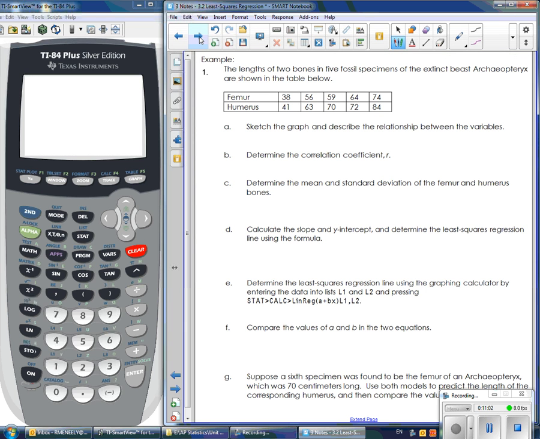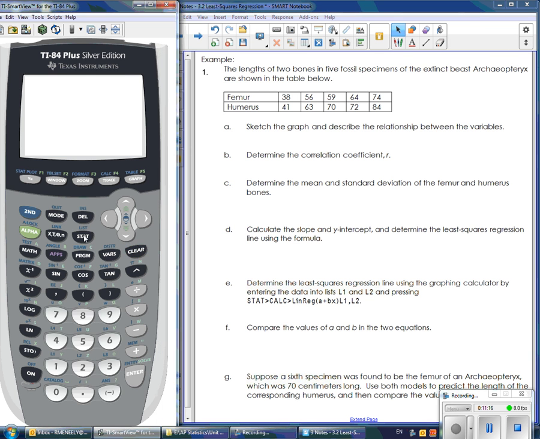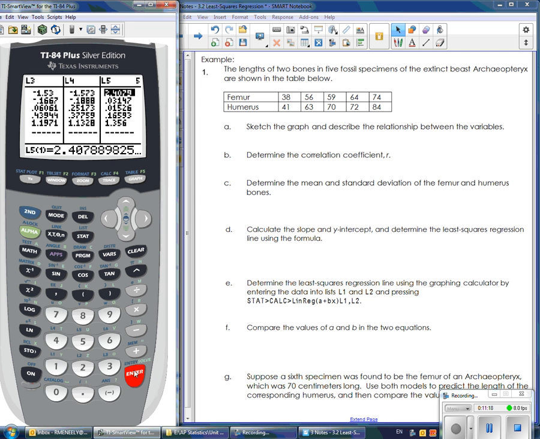Okay, we're going to take a look at an example. We've got the lengths of 2 bones and 5 fossil specimens from the extinct beast. I'm not even going to try to pronounce it. This is data that we had last class. We've already looked at this data before. If I go into my stat, I think I've already got the data in there. Okay, so I've got the data in my list.